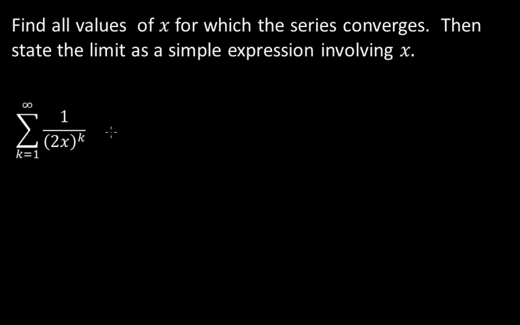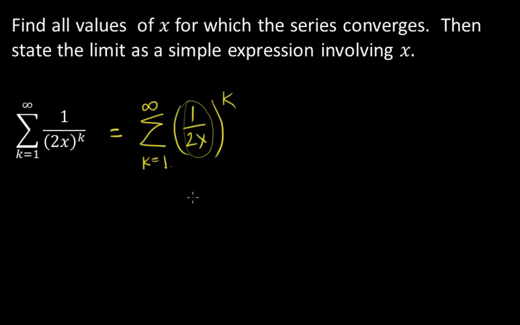Well, fortunately, this is a geometric series, so all we need to do is write it as such. This would be (1 over 2x) to the k, from k equals 1 to infinity. Now notice, x is just a variable. k is the counter. k is what's changing. And we want to know for what values of x will that be in absolute value less than 1? Because whenever this has absolute value less than 1, this series will converge.